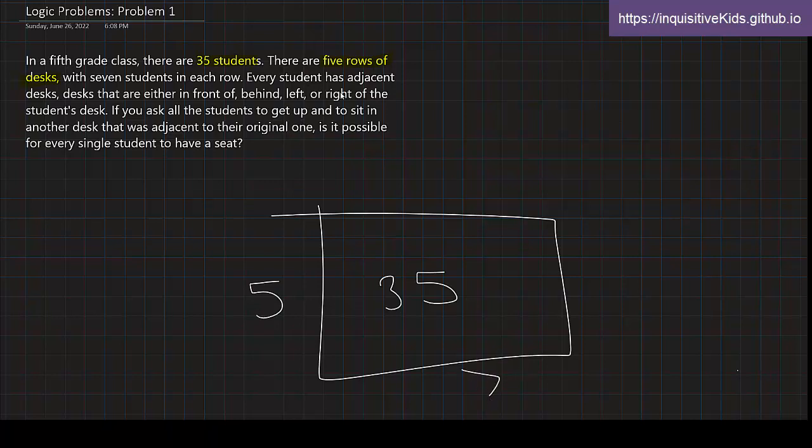Every student has adjacent desks that are either in front of, behind, left, or right of the student's desk. If you ask all the students to get up and to sit in another desk that was adjacent to their original one, is it possible for every single student to have a seat?